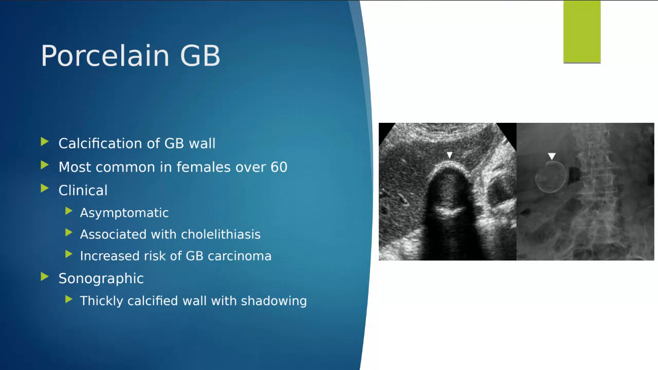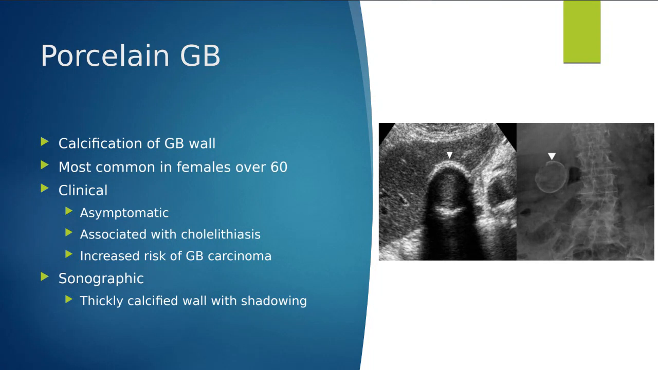So this is usually kind of like an ominous predecessor sign of any type of potential gallbladder carcinoma happening in the future. So usually if we see porcelain gallbladder, we are just removing that patient's gallbladder to prevent any type of precancerous or premalignant cells taking place. On ultrasound, we are going to see a thickly calcified wall with shadowing.